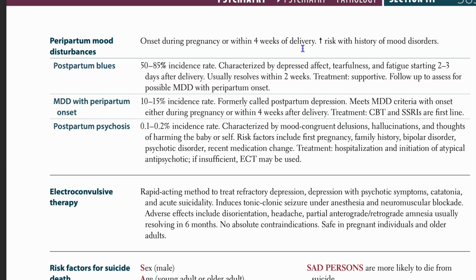Okay, so 2 to 3 days after delivery, and it resolves within 2 weeks. So if you have something that's longer than 2 weeks, it's gonna be something else. Okay.